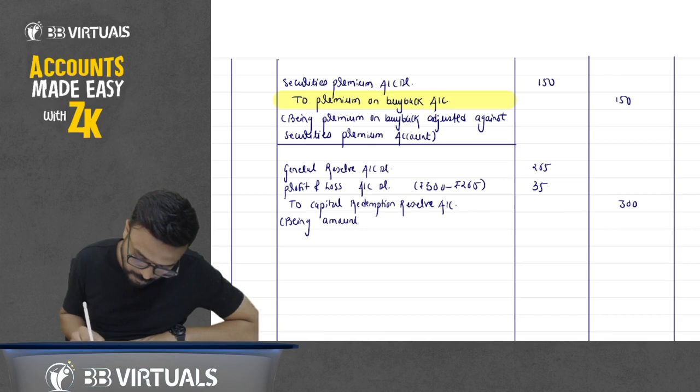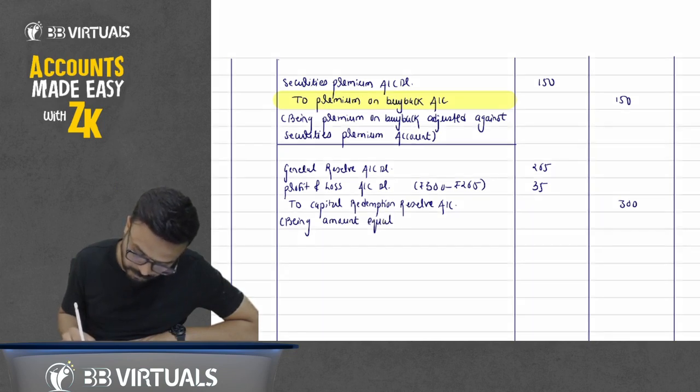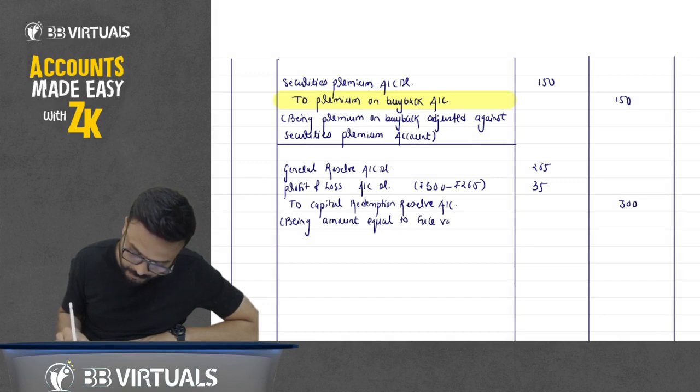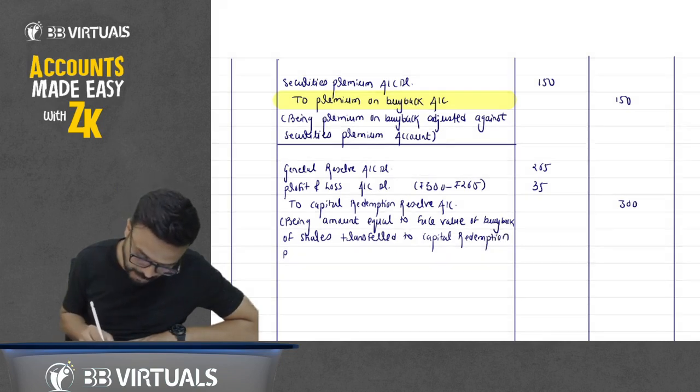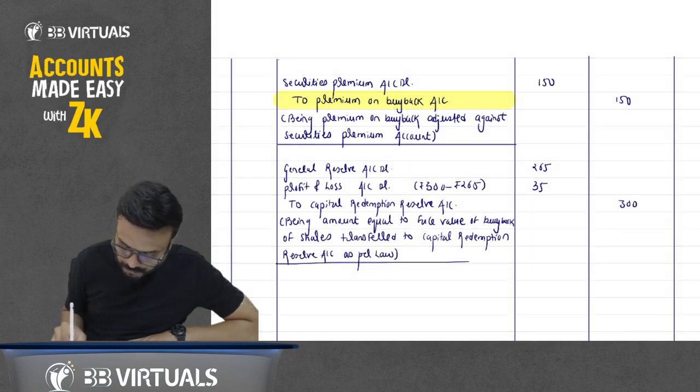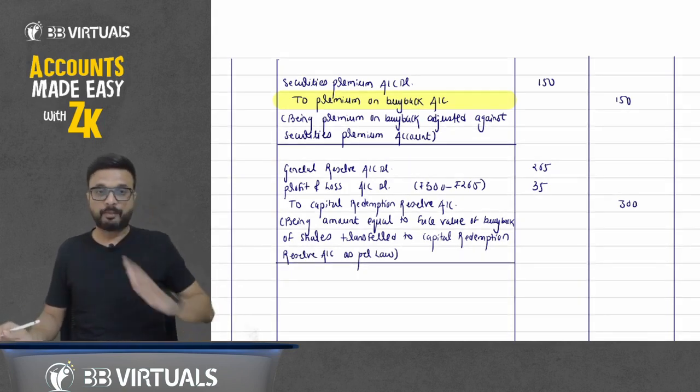Being amount equal to face value of buyback of shares transferred to capital redemption reserve account as per law. As per law. So now we have passed all the journal entries for buyback of shares.